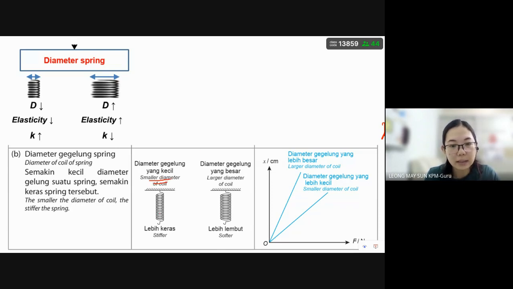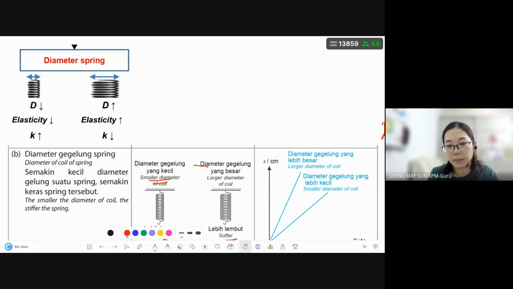Okay, so right now when we're talking about the diameter, a smaller diameter is actually stiffer. All right, smaller diameter means it's stiffer. Bigger diameter means it's actually softer. The opposite word for stiffness is actually soft. So here, what does it mean? I prefer to type.